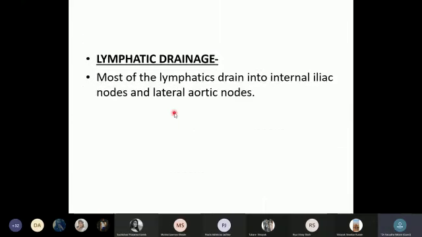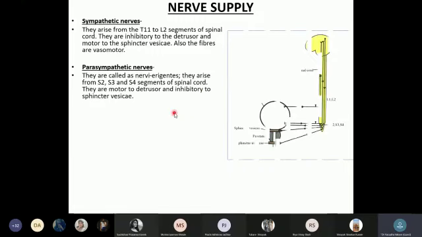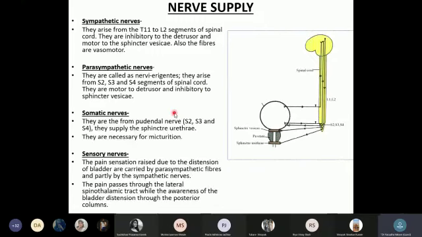All the lymphatic drainage of the urinary bladder is carried to the internal iliac nodes and the lateral aortic group of lymph nodes. Coming to the nerve supply, now this is more important. We classify the nerve supply into 4 compartments. We will call it sympathetic, parasympathetic, somatic, and sensory. Keep in mind, these are the 4 types of the nerve supply, and this can be asked as a short note for 4 marks.